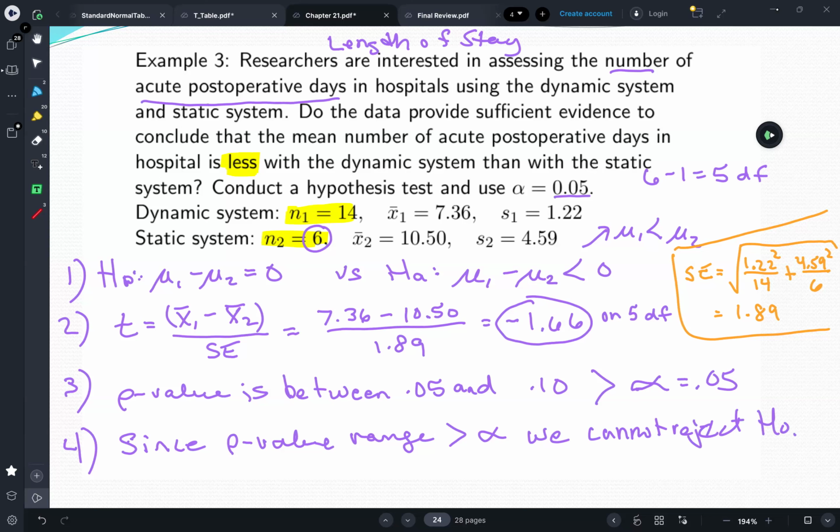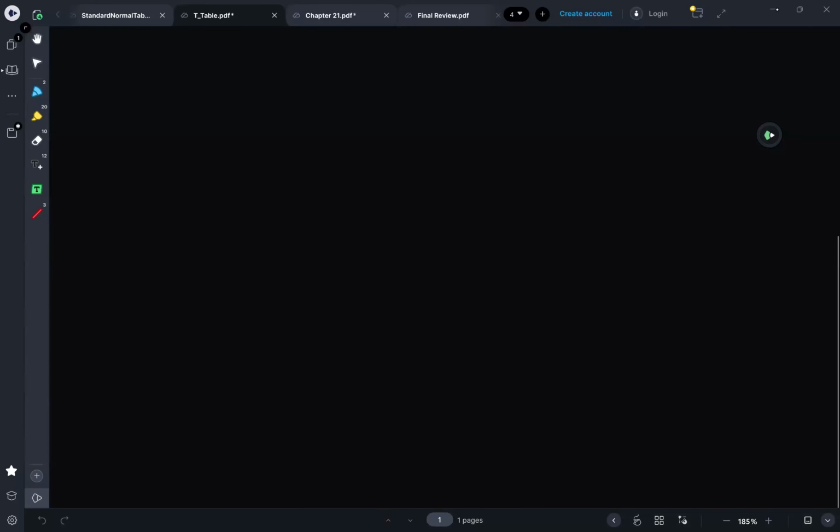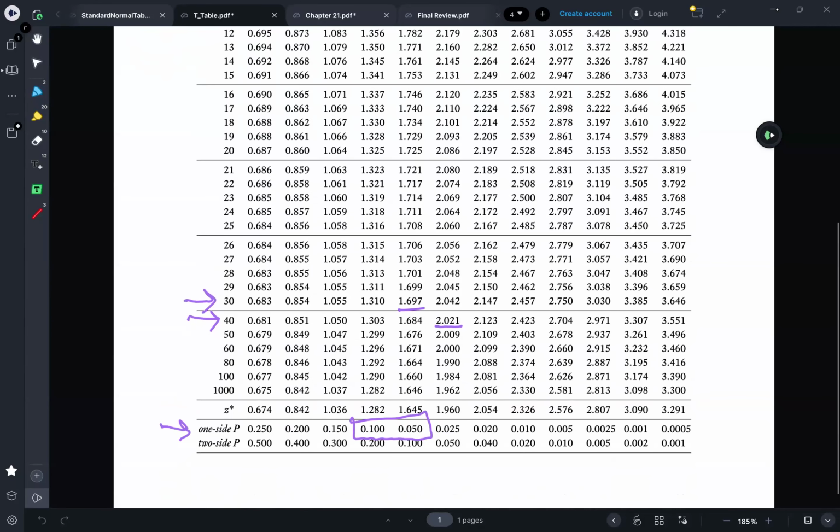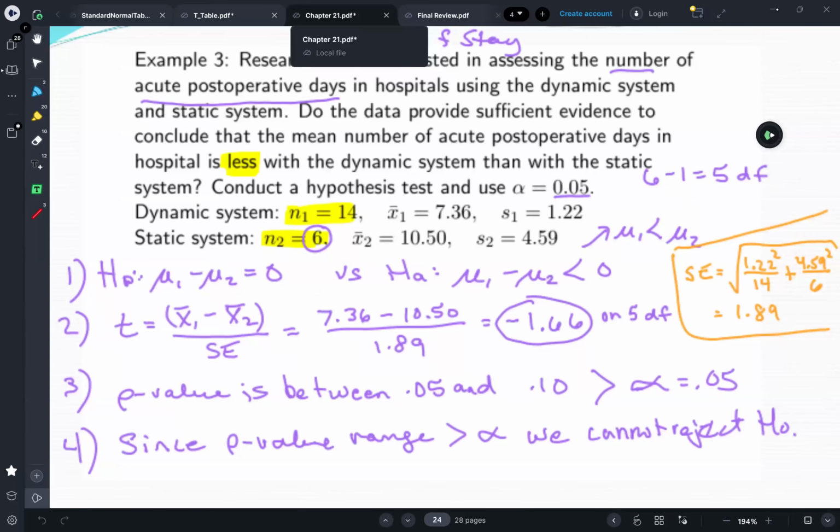So we cannot reject, which is really going against our intuition for this question, because we really thought we were going to conclude that it's better to have the dynamic system. But I think there are issues with this example where we only have 6 patients for the static system, and the dynamic system has more than double that. But we cannot reject the null hypothesis in this case, and we conclude that there is no difference.